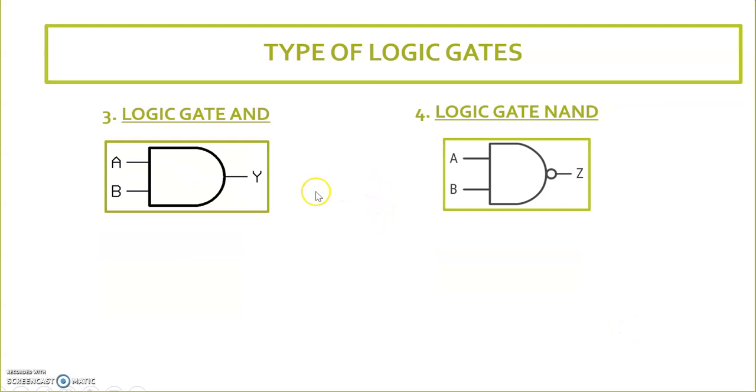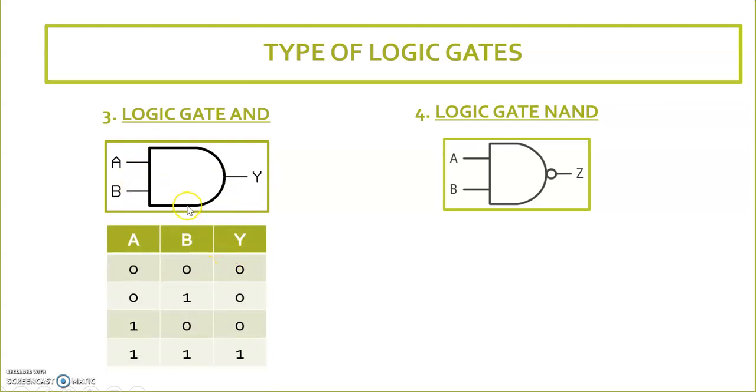Logic gate number 3 is AND. The symbol of AND is something like this. It has 2 inputs and 1 output. A and B are the inputs. This is the truth table of logic gate AND. This is the input A and the input B. Y is the output. The concept of AND is that for the output to be 1, both of the inputs should be 1. Or else it will be 0.